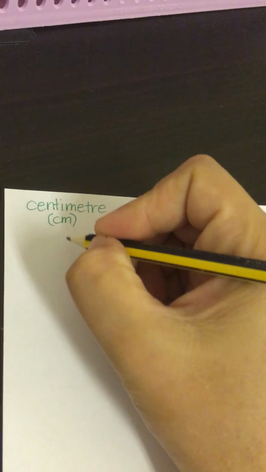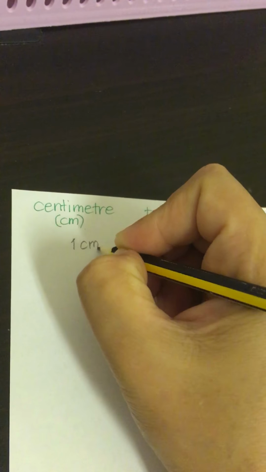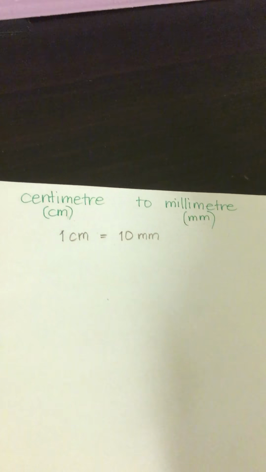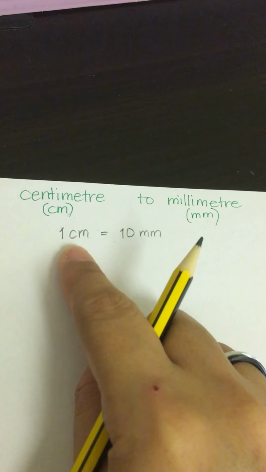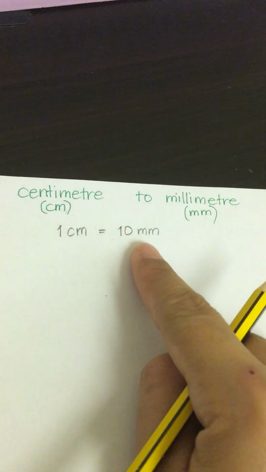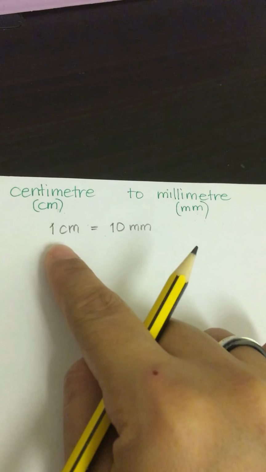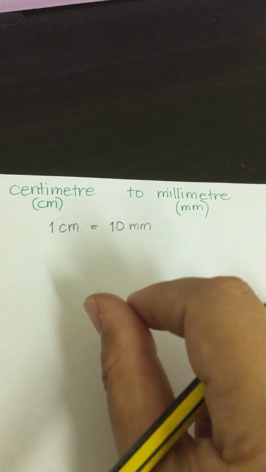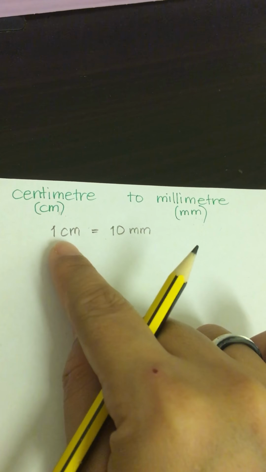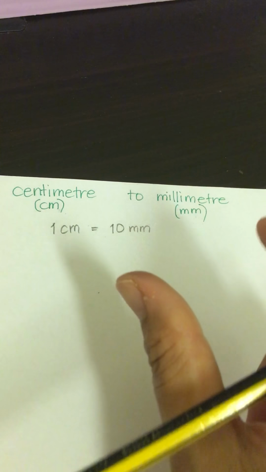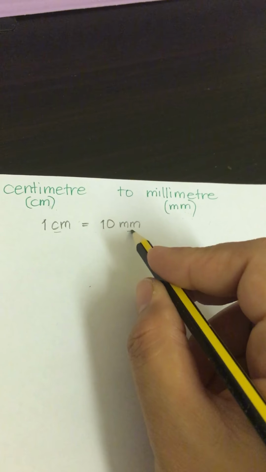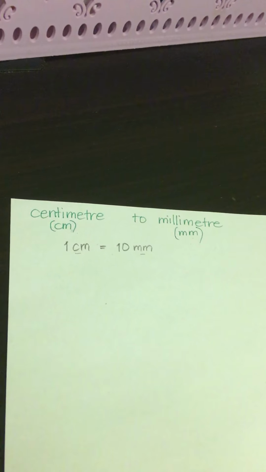We all know that 1 centimeter is equal to 10 millimeter. So if you have 1 centimeter, it is equivalent to 10 millimeter. They are the same in terms of length. If you measure 1 centimeter and 10 millimeter, they are the same. Only they differ in the unit of measure they use.